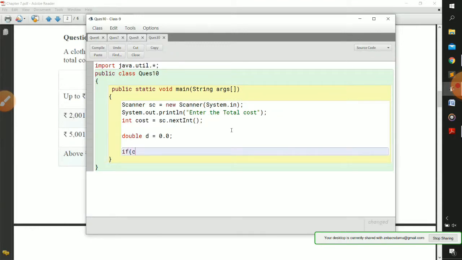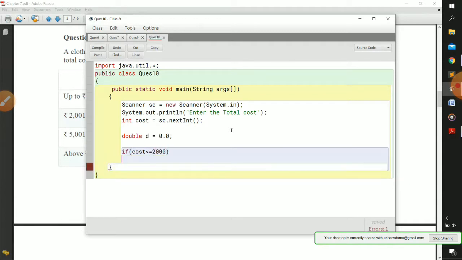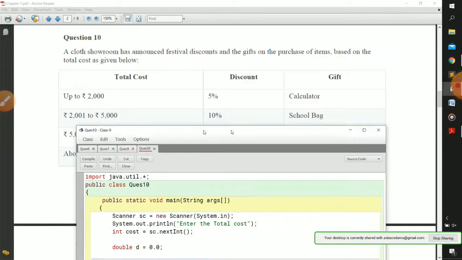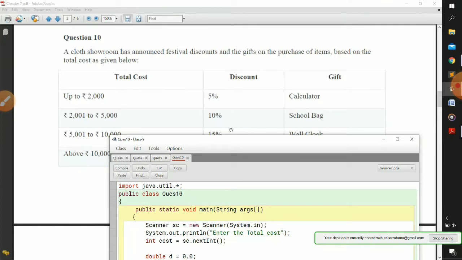If your cost is less than or equal to 2000. Okay, so if this is the situation, then your discount will be 5%. So it means 5 into cost divide by 100.0. This is the discount that you are going to get, and plus the gift also you need to save over here. The gift you will get is the calculator.